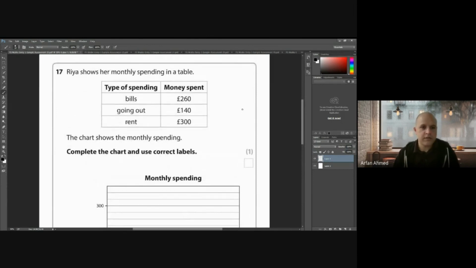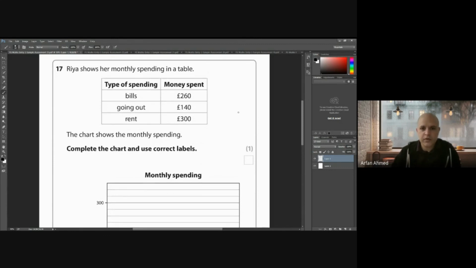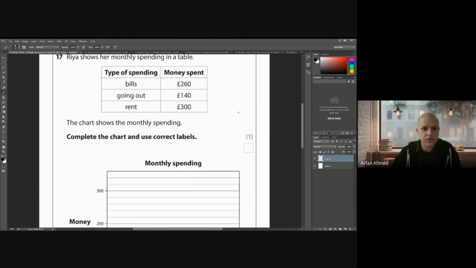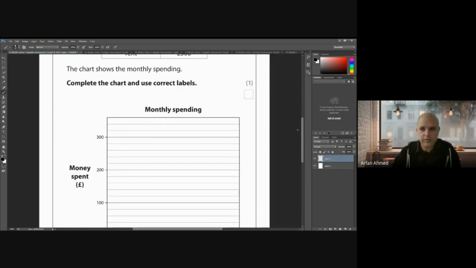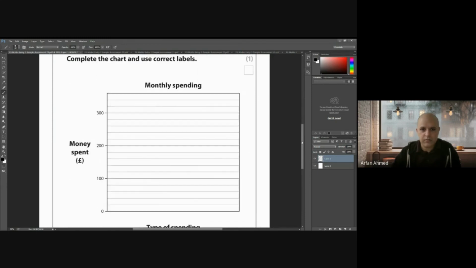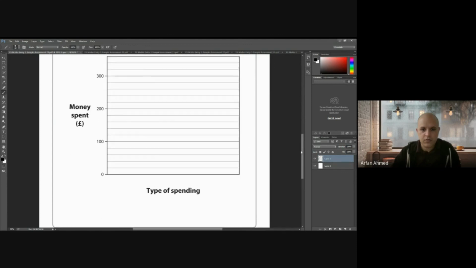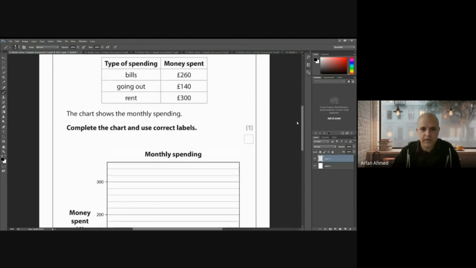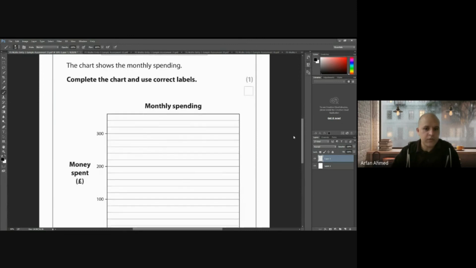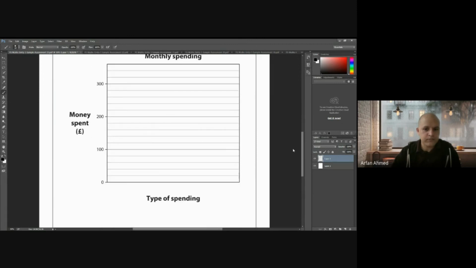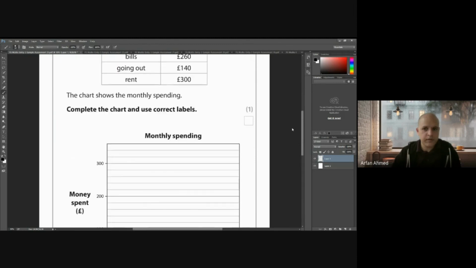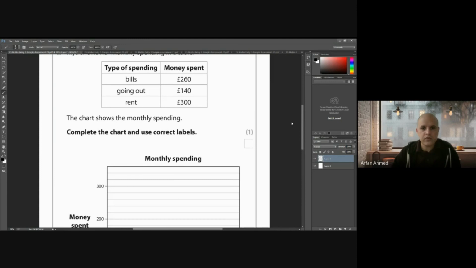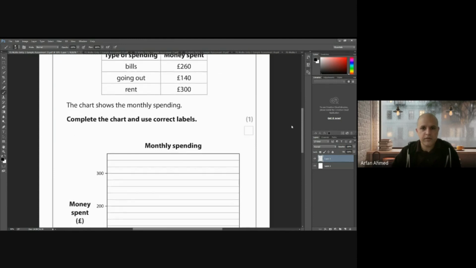Question 17. Ria shows her monthly spending in a table. So you got type of spending, bills, going out, rent. Chart shows the monthly spending, right? Complete the chart and use the correct labels, right? Okay. Complete the chart. So I would draw a bar chart. Yeah, bar chart's the easiest one. So you could say bills 260.